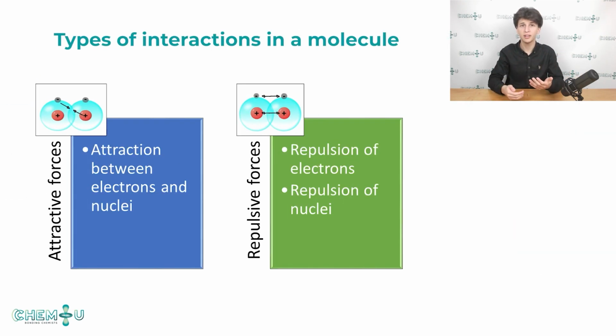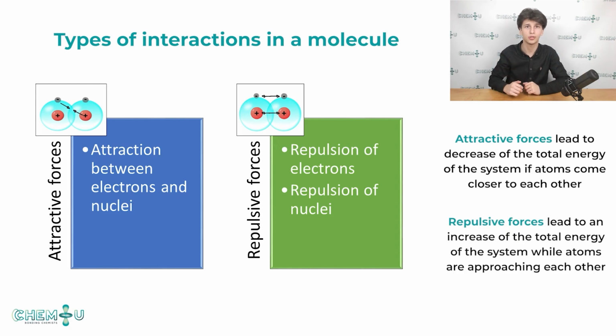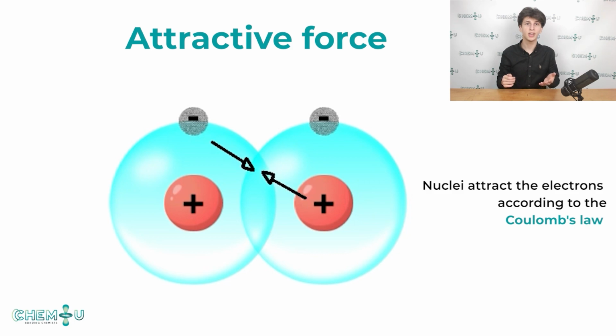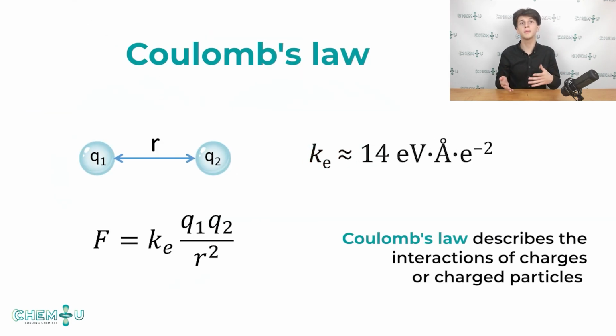As you can see on the slide, there are attractive forces and repulsive ones. Attractive forces lead to decrease of the total energy of the system if atoms come closer to each other. In contrast, the repulsive forces lead to an increase of the total energy of the system while atoms are approaching each other. Let's briefly discuss the most important forces. The simplest attractive force is Coulomb attraction between positively charged nuclei and negatively charged electrons. The arrows on the picture show that a nucleus of one atom attracts the electrons of another atom. Here is the Coulomb law, which describes the interactions of charges, or in our case, charged particles.